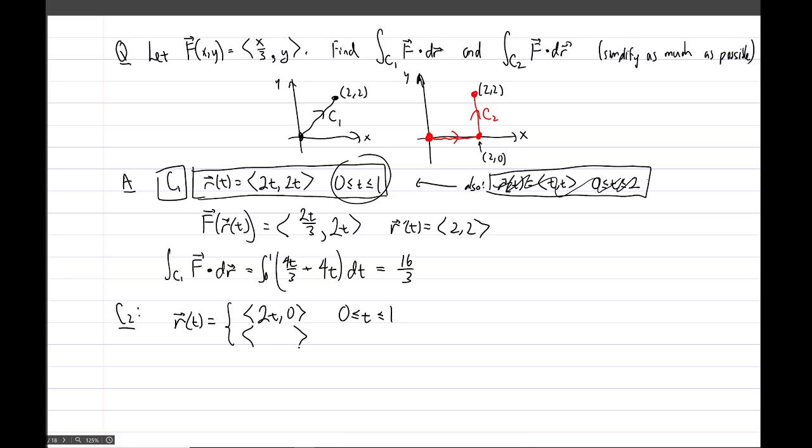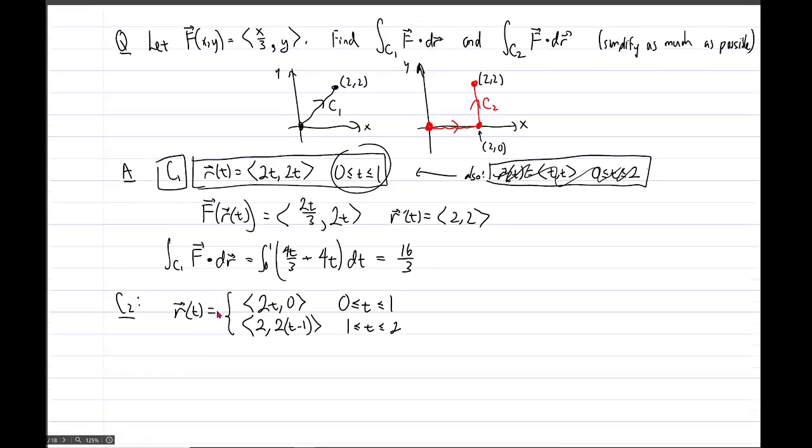And then for the vertical part, the x-coordinate is just 2, but the y-coordinate goes between 0 and 2. So this should be like a 2 times t minus 1. I think this is going to work. Let's just check if that's going to work. Plug in 1, and that's 2 times 1 minus 1, 2 times 0. Okay, you get the 0 that we want. If you plug in t is 2, 2 minus 1 is 1, 1 times 2. Yeah, that's going to work. All right, so there we have a parameterization.